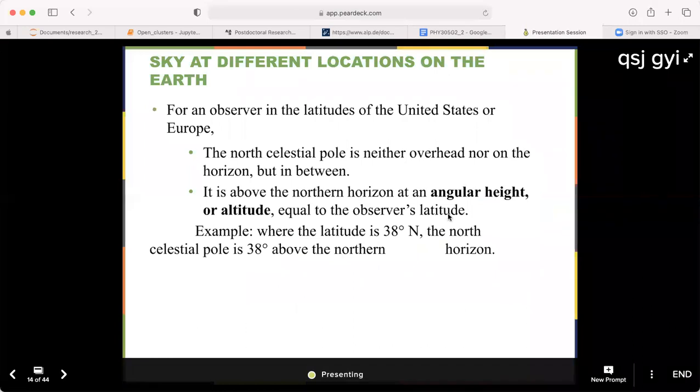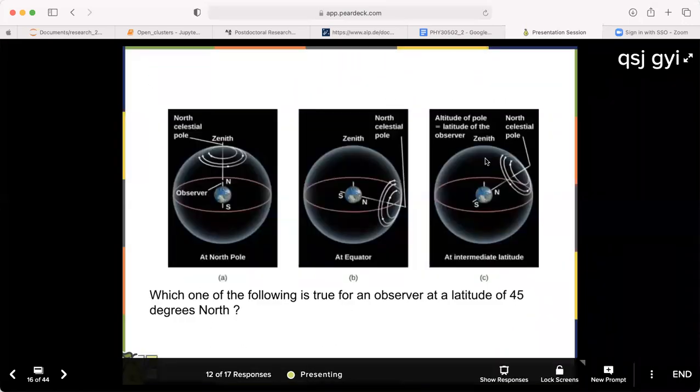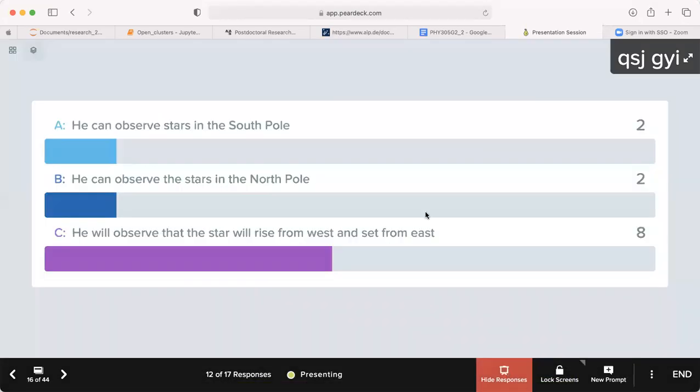So when you are in 38 degrees north latitude, your celestial pole is 38 degrees above the horizon, right? Now here it is very clear that he cannot see the South Celestial Pole, but the North Celestial Pole will be 45 degrees above the horizon. So if something is above the horizon, he should be able to observe it, right? So that is the basic idea. So make sure that you understand it. So which means he can observe the stars in the North Pole, right? So that should be a correct answer.